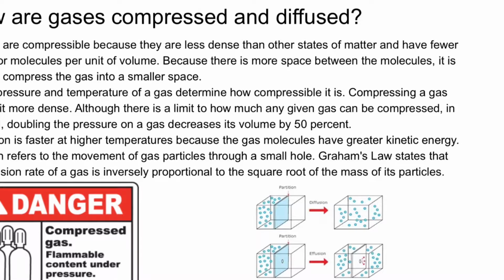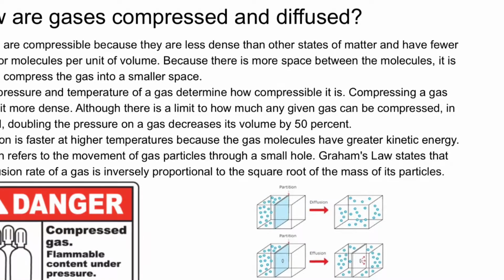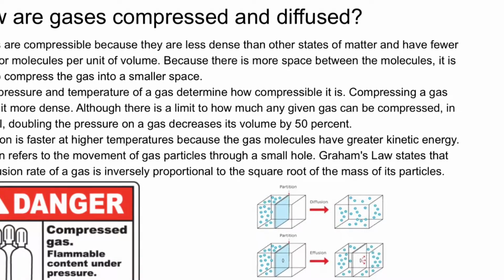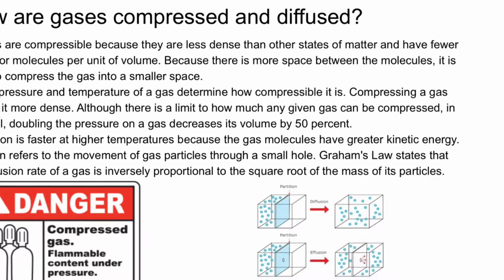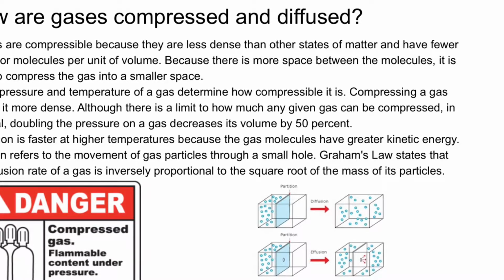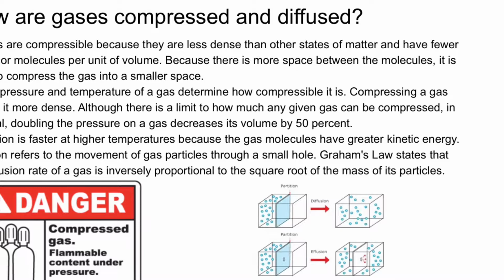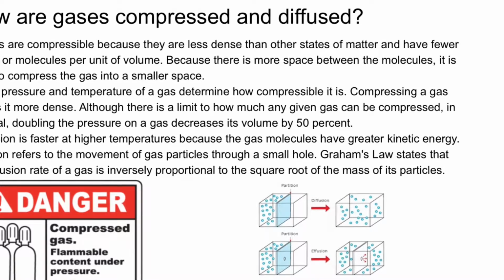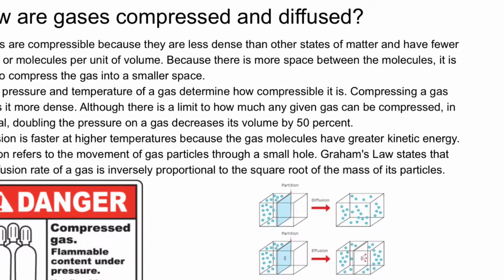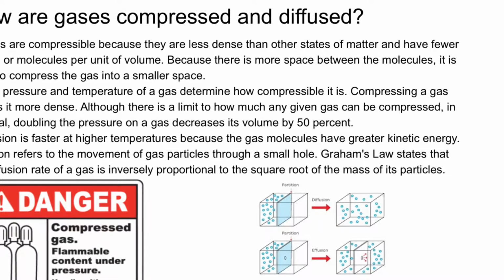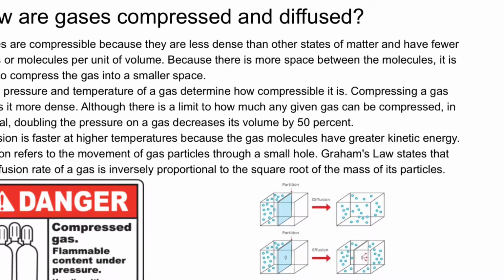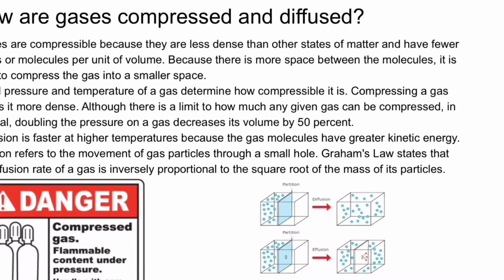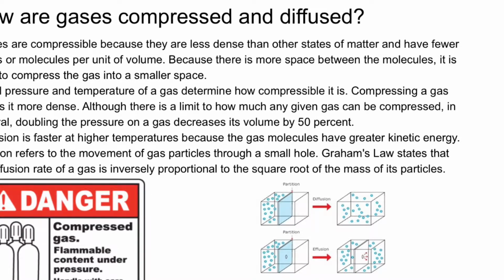Although there is a limit to how much any given gas can be compressed, in general, doubling the pressure on a gas decreases its volume by 50%. Diffusion is faster at higher temperatures because the gas molecules have greater kinetic energy. Effusion refers to the movement of gas particles through a small hole. Graham's law states that the diffusion rate of a gas is inversely proportional to the square root of the mass of its particles.